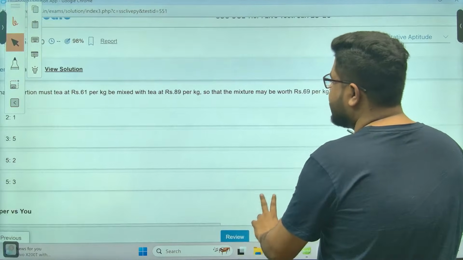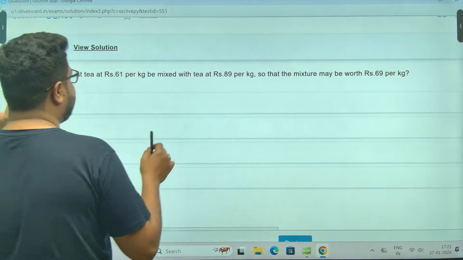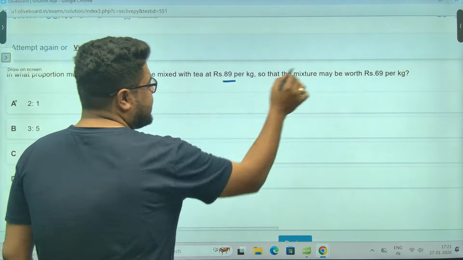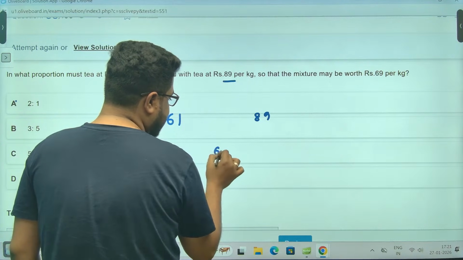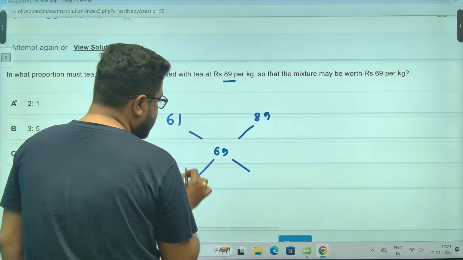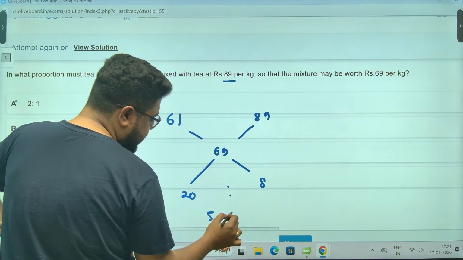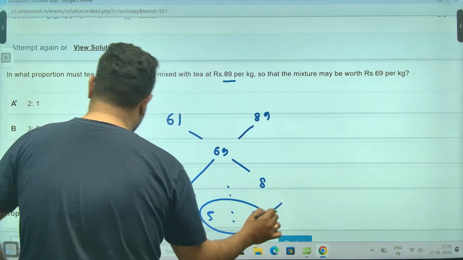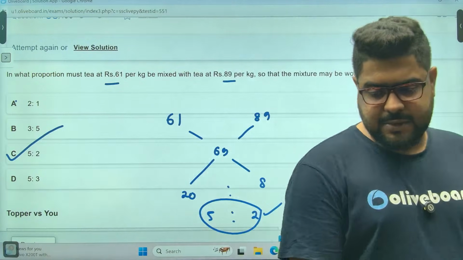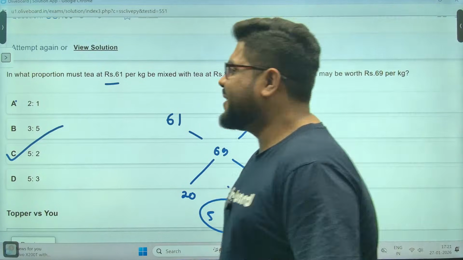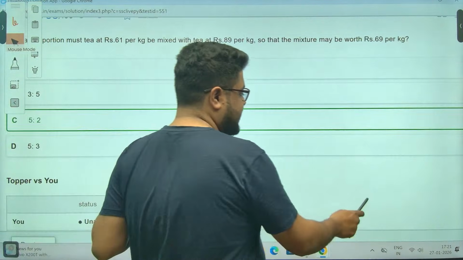Easiest question of allegation. 61 rupee per kg, 89. Mean is 69. Use allegation: this is 8 and this is 20. The ratio is 4 to 10, that is 2 to 5. Answer is option C. Option C is your correct answer. No need to write anything. Done. Next one, please.